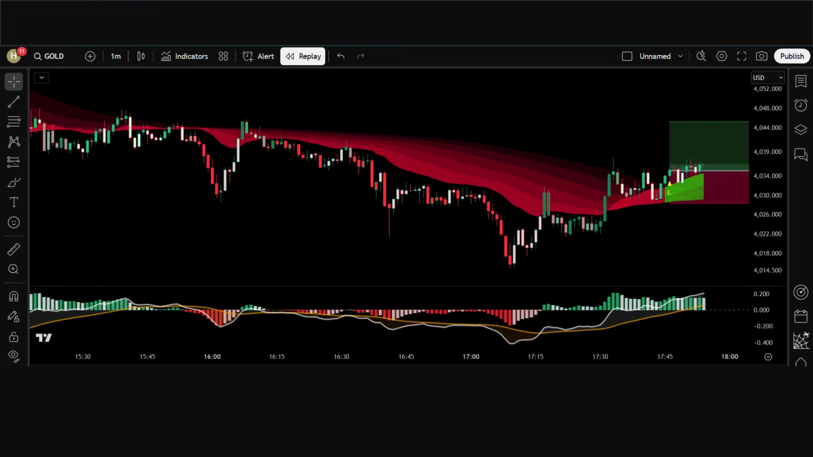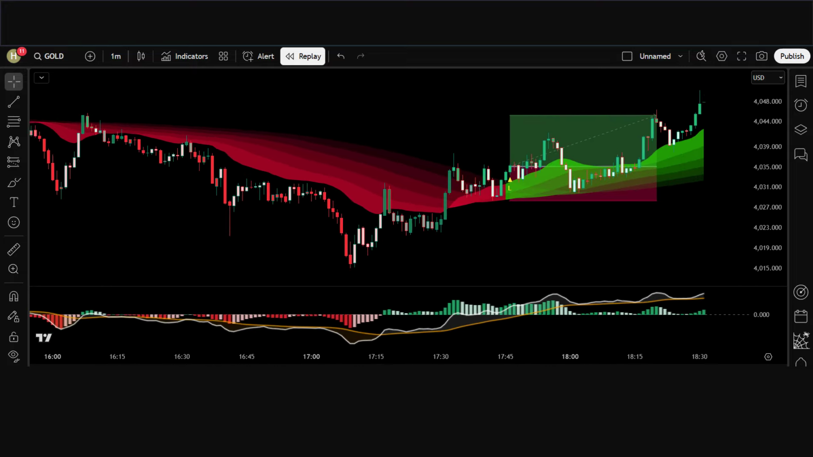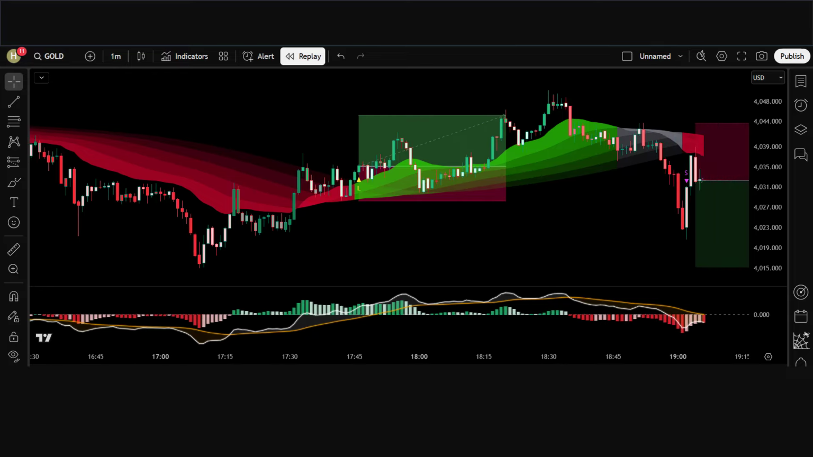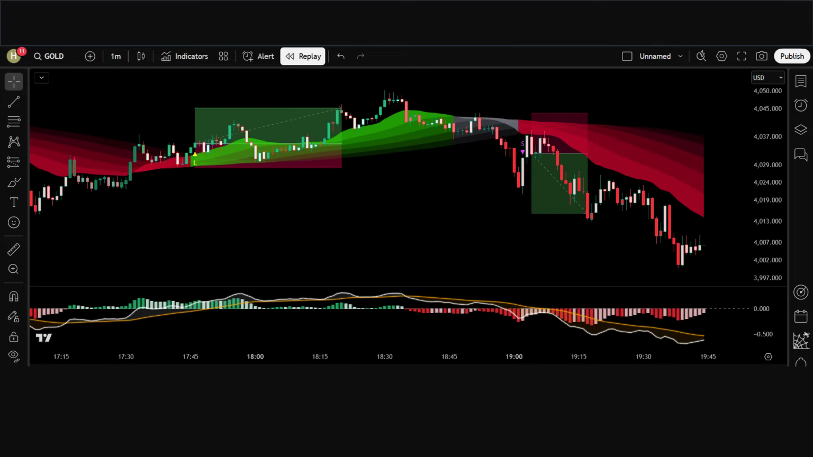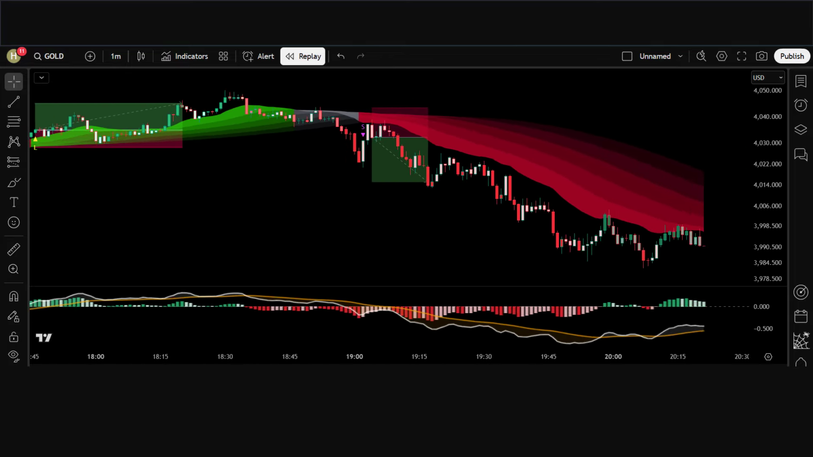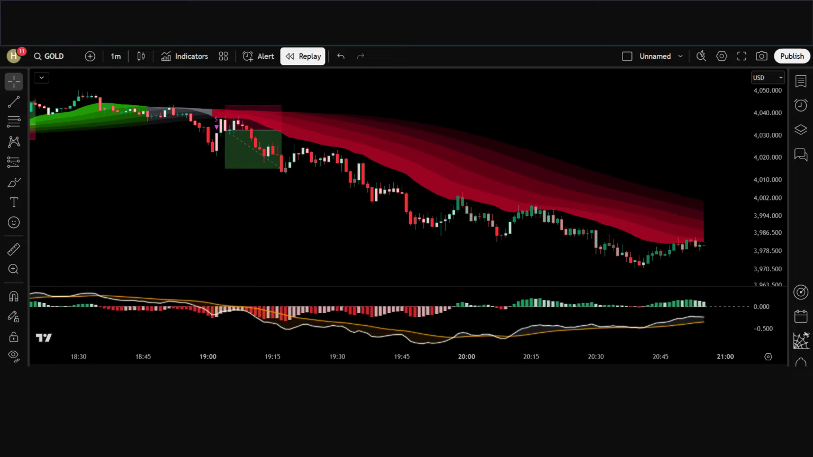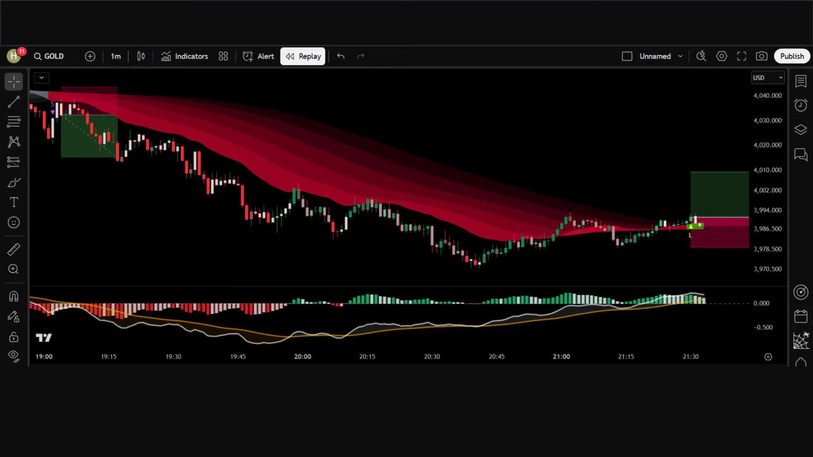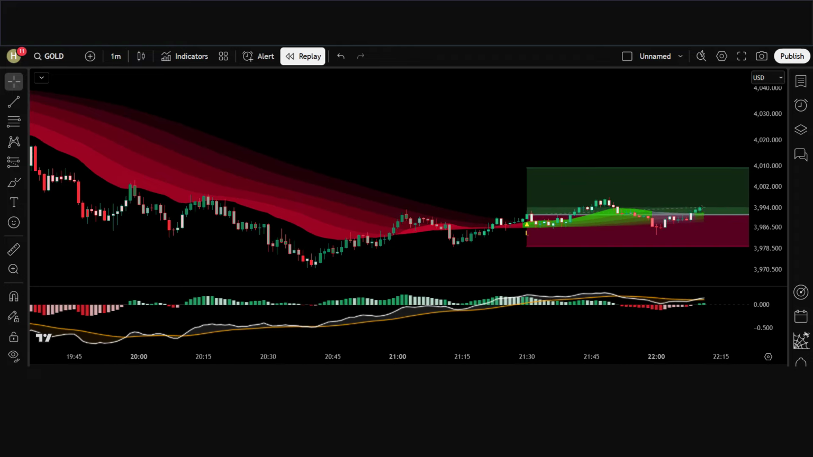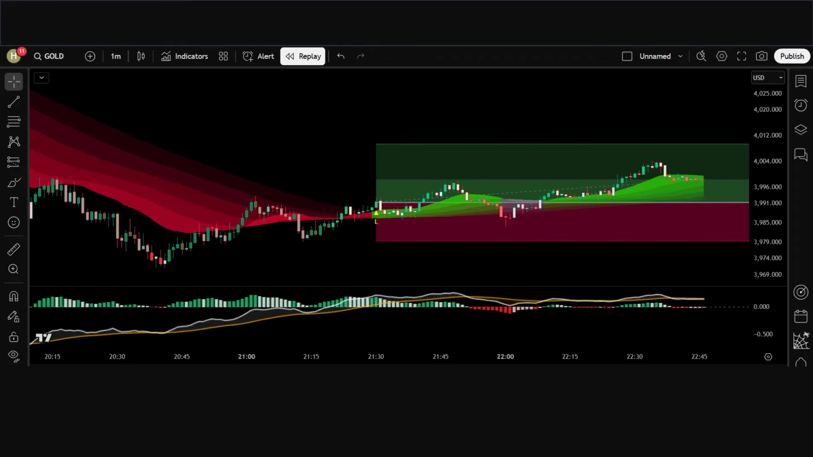You can tweak the length and smoothing factor in the settings to match your trading style, shorter periods for scalping, or longer ones for swing trades. So next time you're analyzing a chart, try the T3 striped indicator. It's clean, powerful, and helps you see momentum shifts with just a glance.